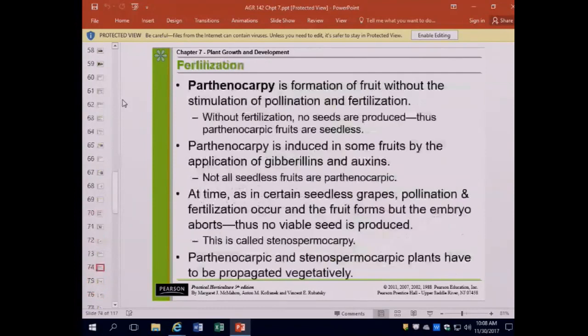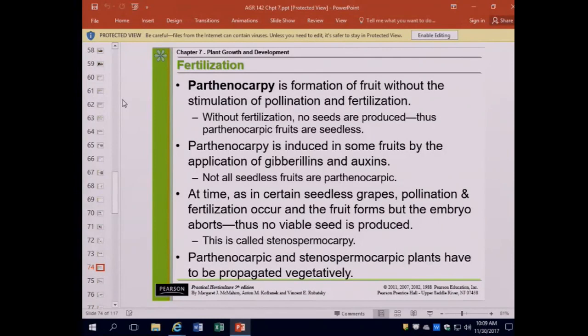All right, another term that we talk about as far as fertilization is the term parthenocarpy, and that is the formation of a fruit without the stimulation of pollination or fertilization. It says without fertilization, no seeds are produced, but you can have a parthenocarpic fruit that is seedless. And examples of that are seedless cucumbers and seedless watermelons. They are parthenocarpic fruits. And they're induced in some plants by the applications of auxins and gibberellins.